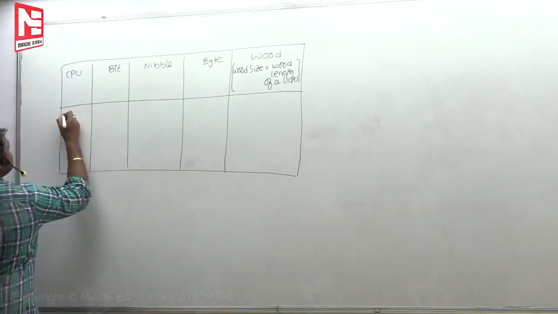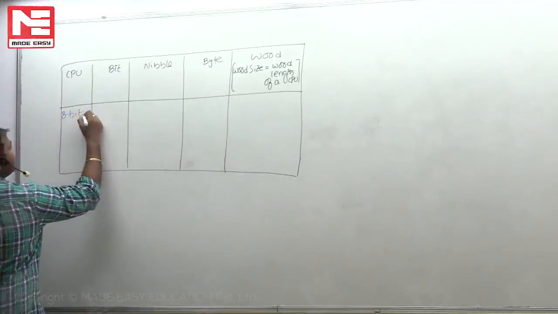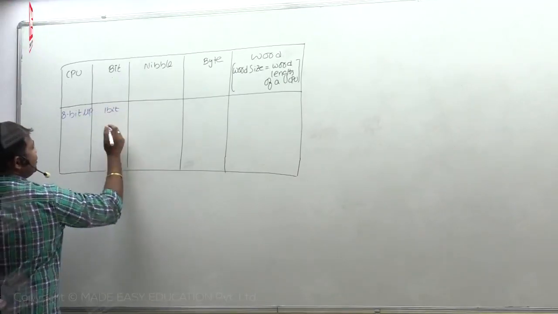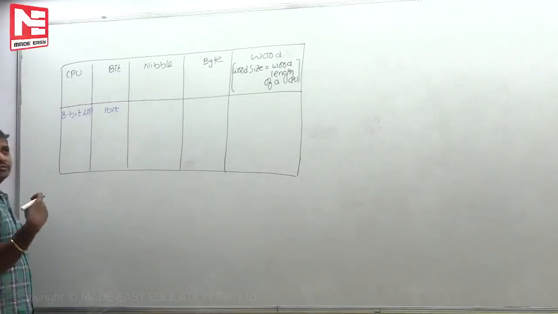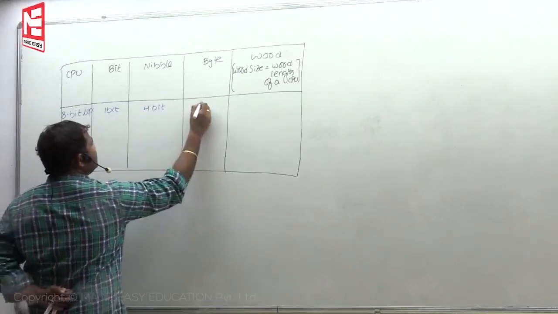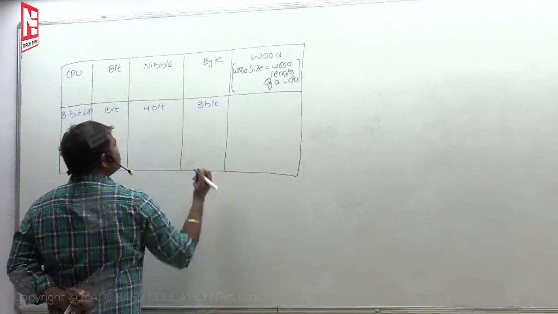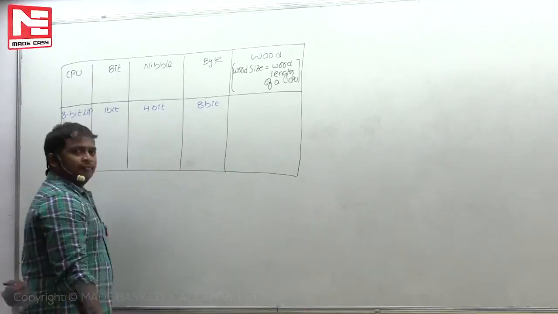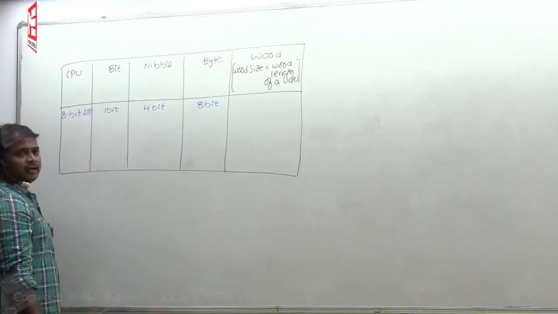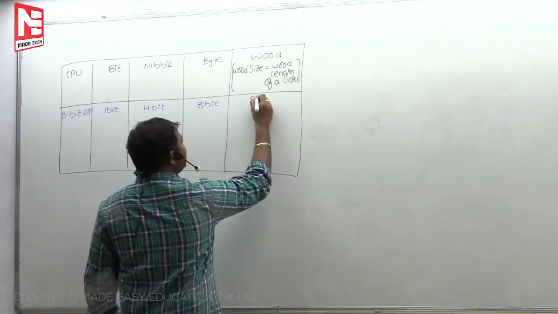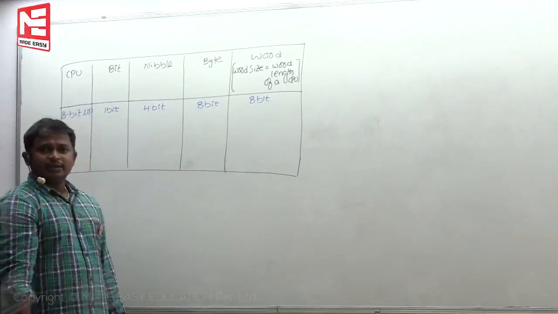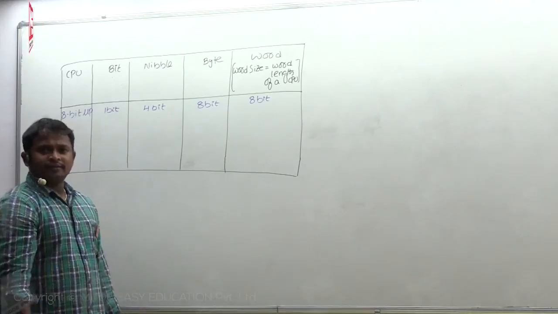Suppose CPU is a 8-bit CPU. In the 8-bit CPU, bit is represented with 1 bit. Bit is nothing but a switch operation, on or off. Nibble means 4-bit code. Byte means 8-bit code. Okay. Now word means word size equal to word length of a CPU. So here it is a 8-bit CPU. Word length equal to 8-bit. 8-bit CPU stands for 8 bits of a data is processed in the CPU. So that 8-bit equal to word length of a CPU.